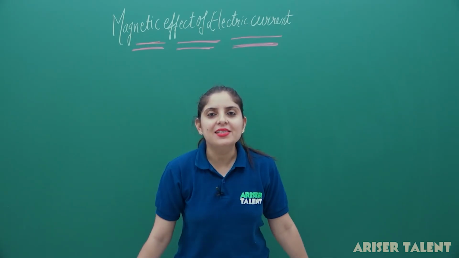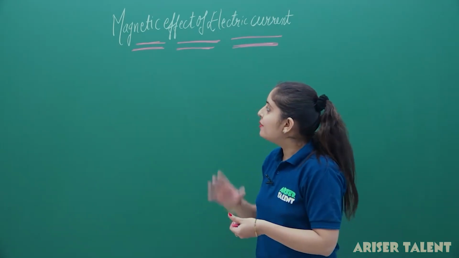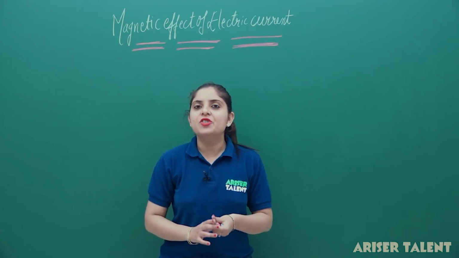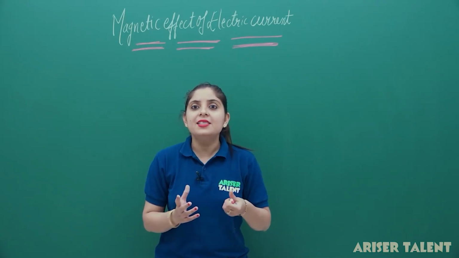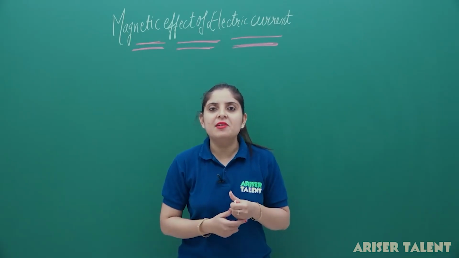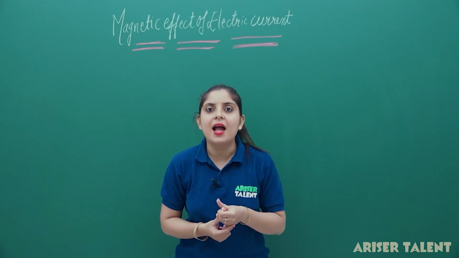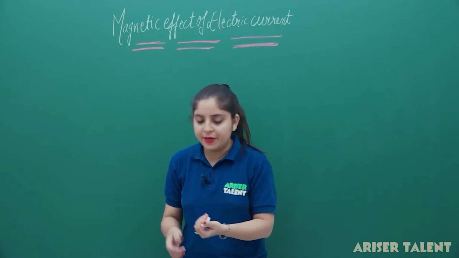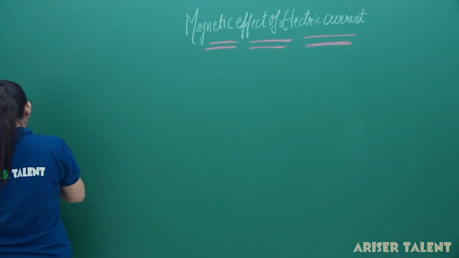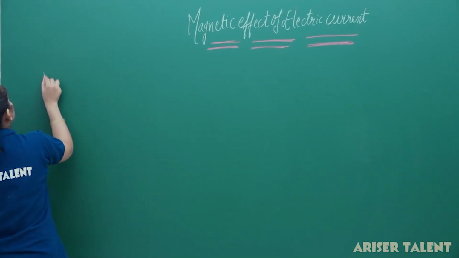Previously we had a discussion on our chapter about the magnetic effect of the electric current, and in our last lecture we discussed the AC generator. Today we are going to discuss our next type of generator, which is the DC generator, known as the direct current generator. So our today's topic is about the direct current generator.